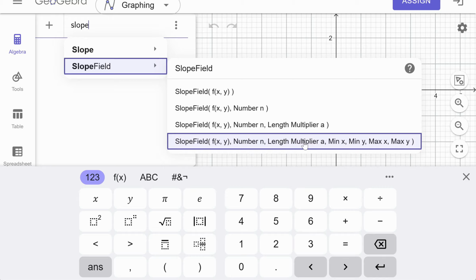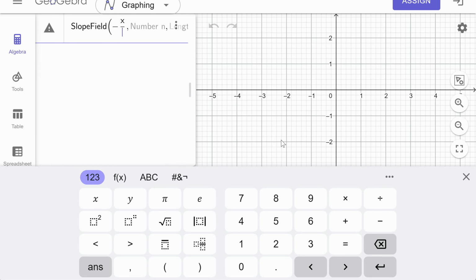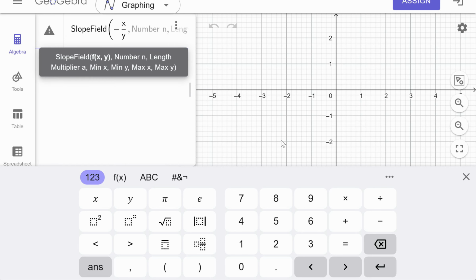You put a number in for how long you want the little line segments to be, which you can see in a second here. So if we're doing this, I'm going to put the one we did, minus x divided by y. I'm going to just go from, like we did, -4 to 4 before, and I want one every integer. So I'm going to say I want 9, and I'll put 1 in here for the length.